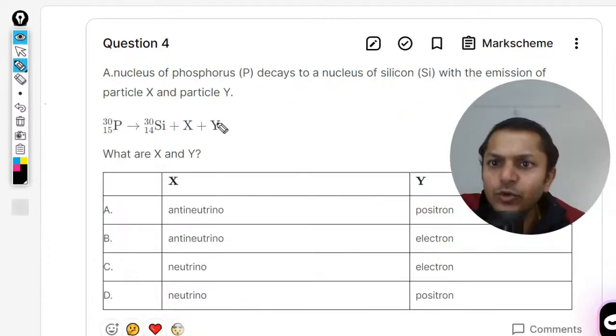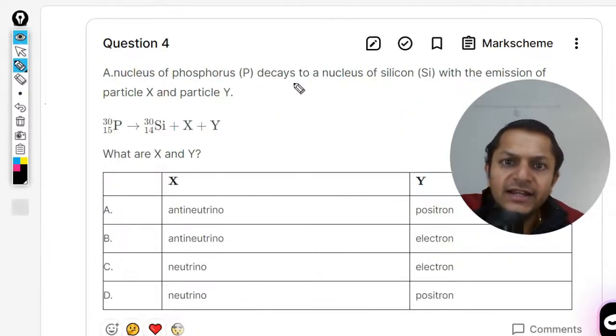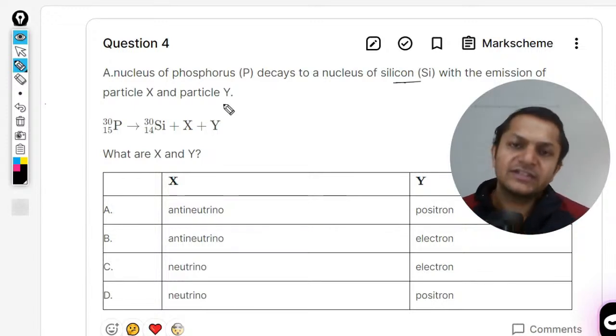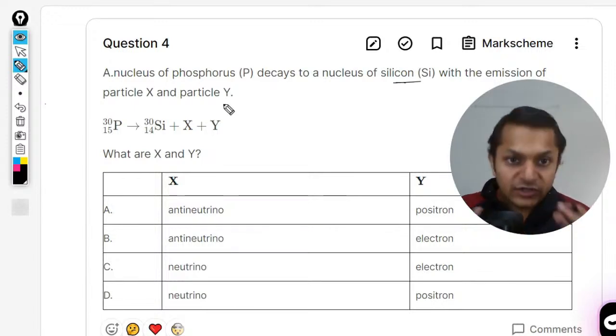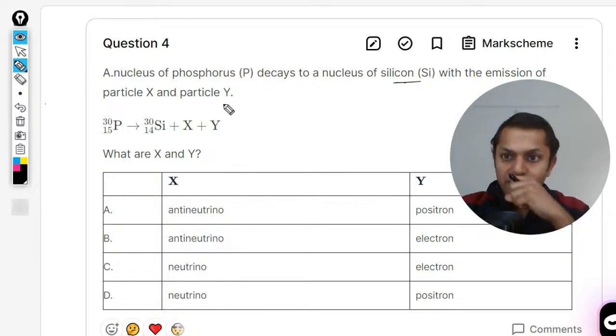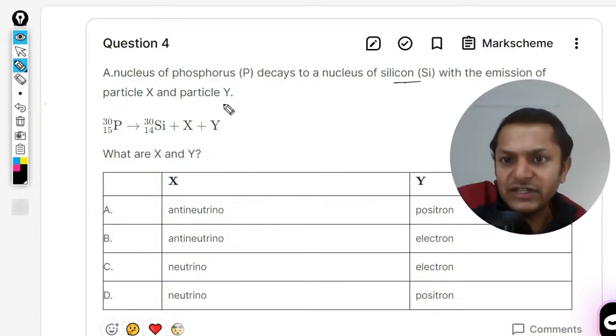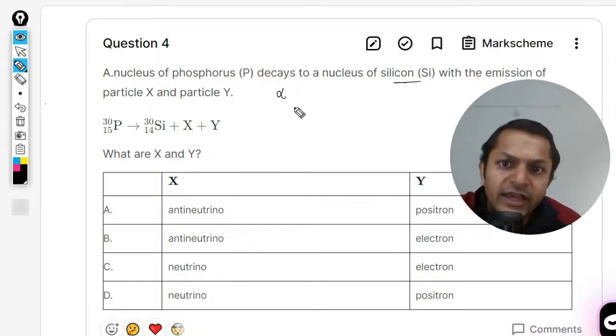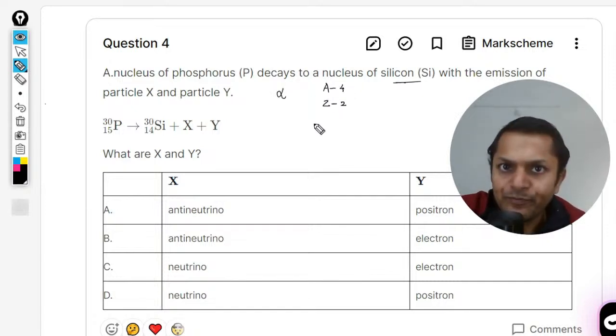In this question, a nucleus of phosphorus decays into silicon with the emission of particle X and particle Y. What are X and Y? A very beautiful question, and you are going to get so many of these kinds of questions, so it's very important for us. In such a question, what we have to see is that whenever there is an alpha decay, the atomic mass number will reduce by 4 and atomic number will reduce by 2.